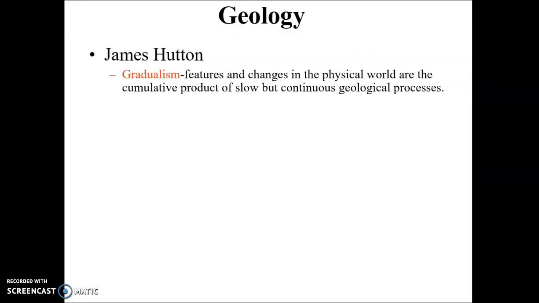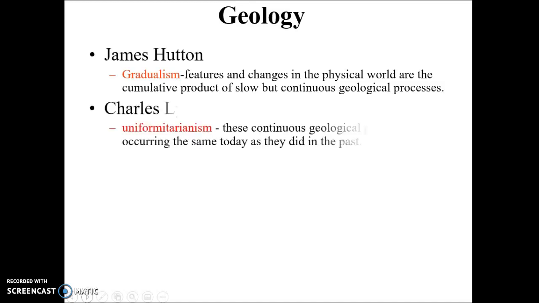Next were a couple of geologists that helped to mold Darwin's thinking, and the first was by the name of James Hutton. James Hutton founded this theory of gradualism that explained that features and changes in the physical world are a cumulative product of slow but continuous geological processes that occur over long periods of time. Charles Lyell was another geologist, and he proposed uniformitarianism, which basically said that these continuous geological processes are still occurring the same today as they did in the past, and continually changing the landscape of Earth.